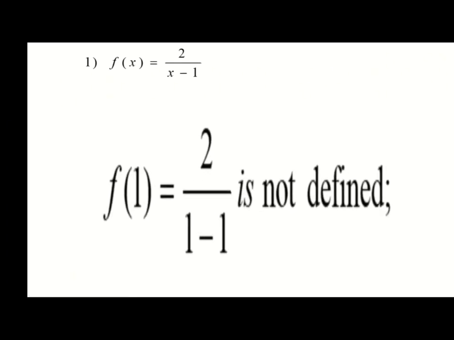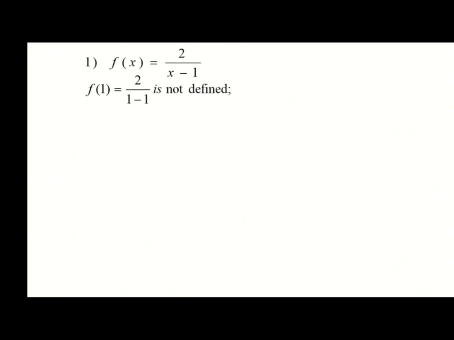So what is the domain of definition of f? How can we find its domain? F of 1 equals 2 over 1 minus 1 is not defined, and any other value of x admits an image by f. The domain of definition is all the real numbers except what? Except 1. So we write minus infinity to 1, union 1 to plus infinity.